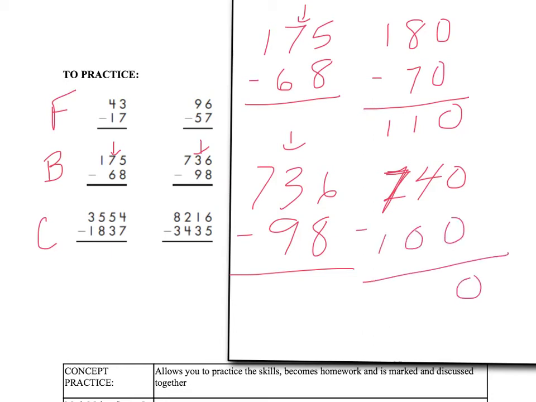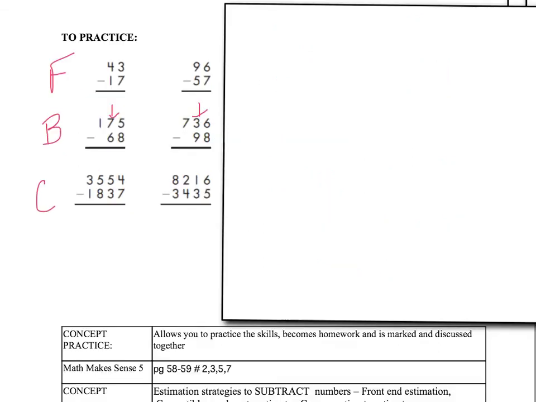0 minus 0 is 0. 4 minus 0 is 4. And 7 minus 1 is 6. And let's take a look at our last one.